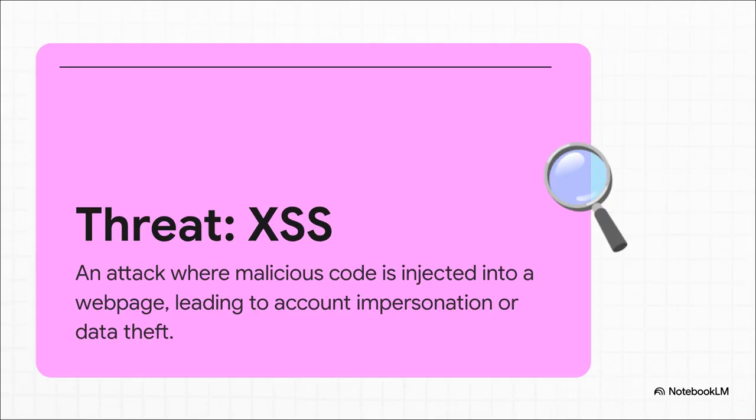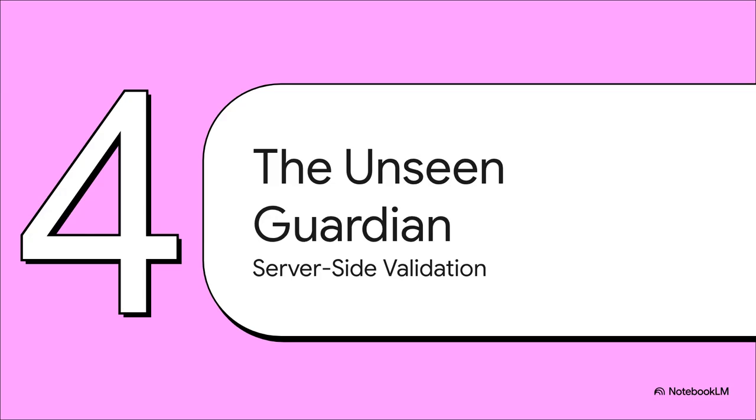Another classic and really dangerous attack is called cross-site scripting, or XSS. This is where an attacker doesn't put their name in the name field, but instead injects a piece of malicious code. If the application doesn't catch this on the back end, it might actually save that code and then display it to other users, which could then steal their login info or hijack their accounts. So, if our friendly guide can be so easily tricked, what's the answer?